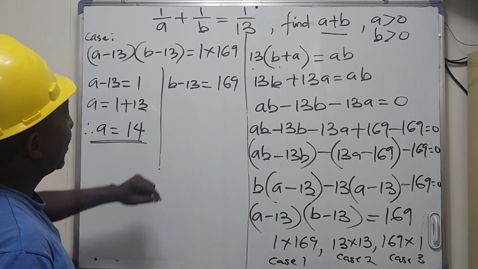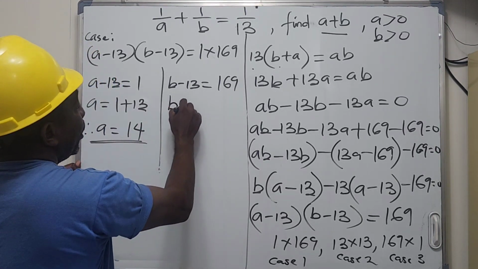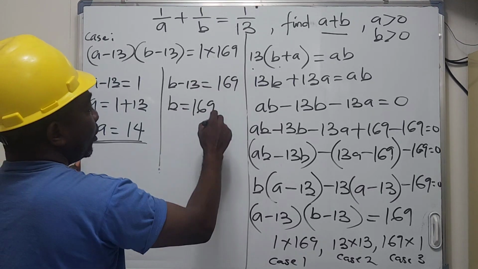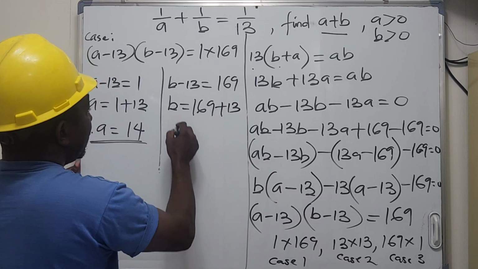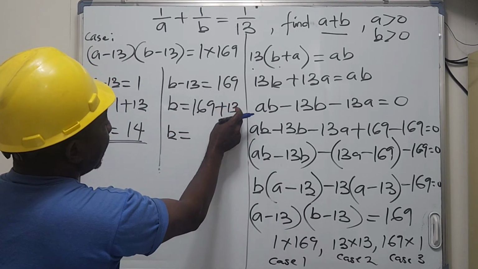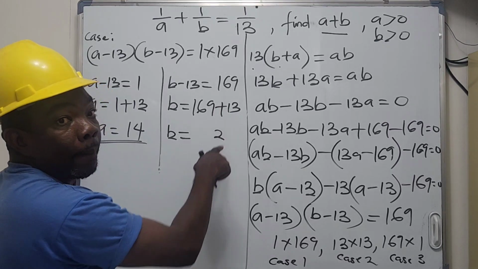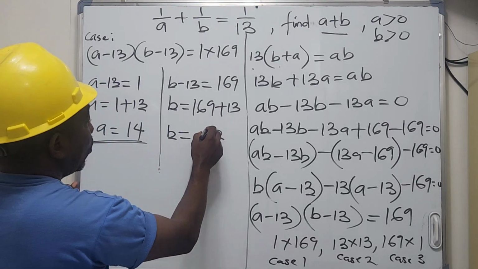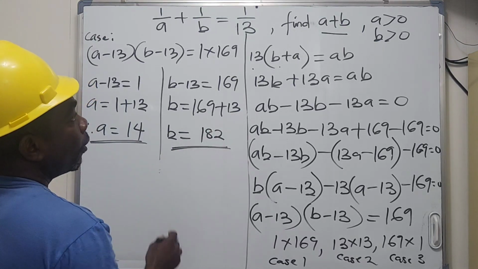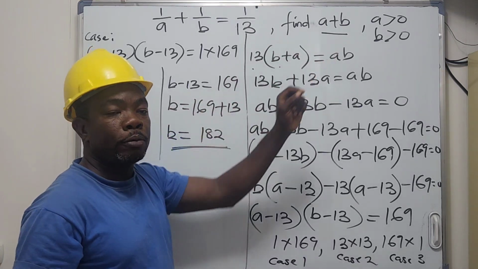So on the other side, making b the subject of this expression, we have b equals 169. Then minus 13 transposed to the other side becomes plus 13. So here our b will become 169 plus 13: 9 plus 3 gives us 12, take 1, we have 1 plus 6 gives us 7, plus 1, 8. So we have 182.